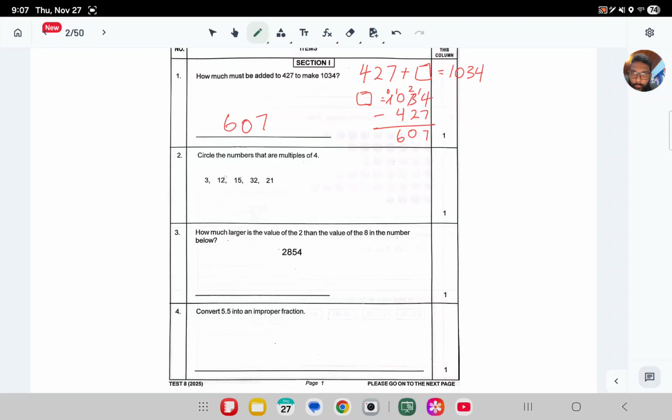Alright. Circle the numbers that are multiples of 4. Multiples of 4 are basically seen in the 4 times table. So we know that 12 is a multiple of 4 and 32 is a multiple of 4.